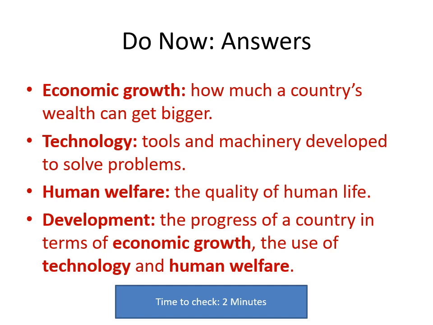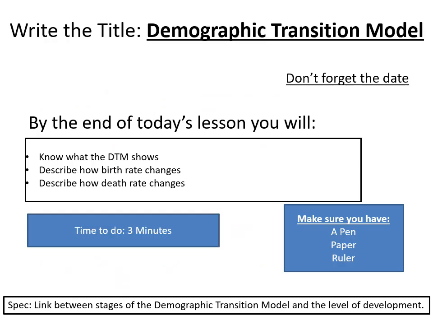And this lesson is going to help to visualize in this model, in a diagram essentially, how this works. So let's get on with it. Title, please: Demographic Transition Model. Please double check the spelling there, underline it, don't forget the date.